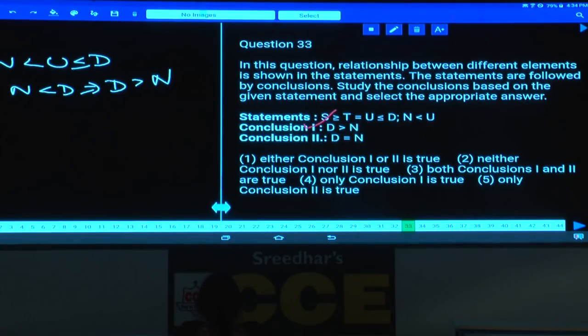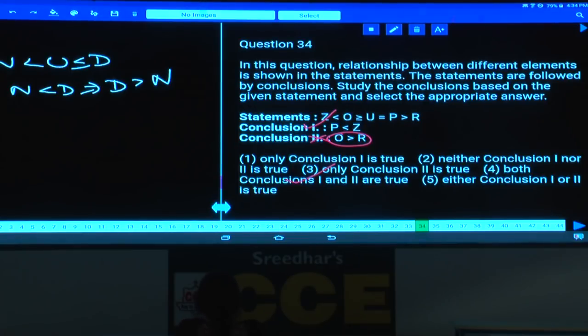Then what happened to the second one here? D equals to n. And d greater than n, that's what the conclusion we got here. Equal to n is definitely false. Hence only conclusion 1 is true. Only conclusion 1, it is given in choice 4. 33.